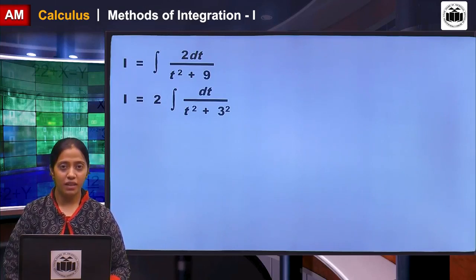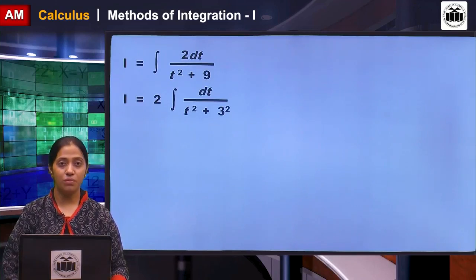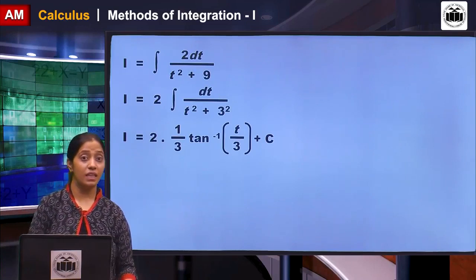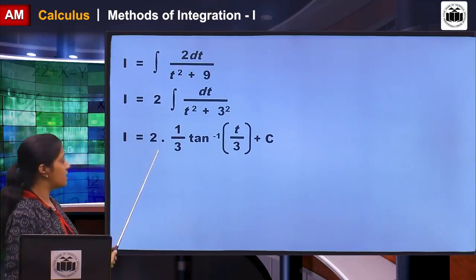Which formula? Yes, integration of dx upon x square plus a square. What is that formula? Yes, it is 1 upon a tan inverse x upon a. But in place of x, here it is t, because we are using the substitution method. So this is 1 upon a, in place of a, it is 3, tan inverse x upon a. This 2 will come as it is.